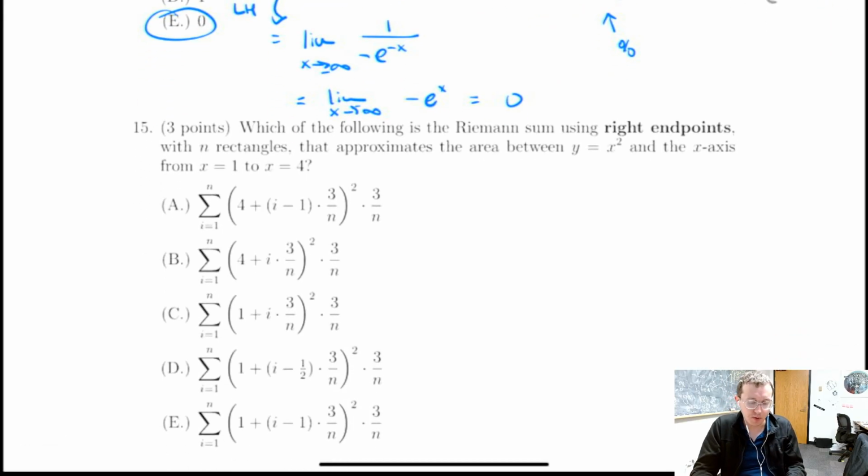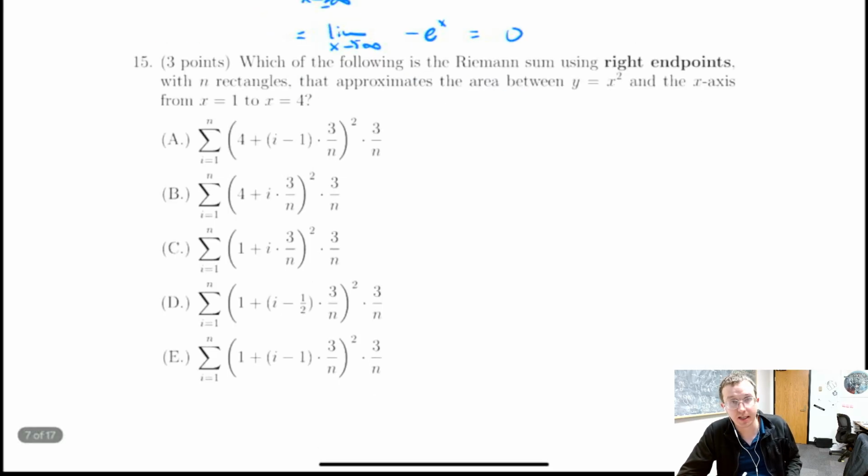We can try another one, but I'm at 1%. There's not a lot of time left.